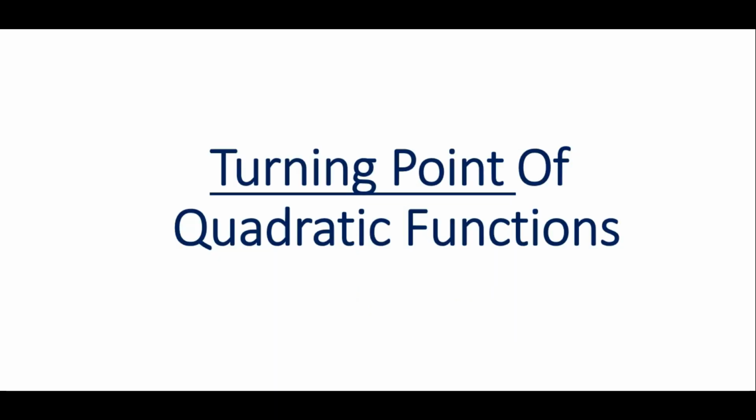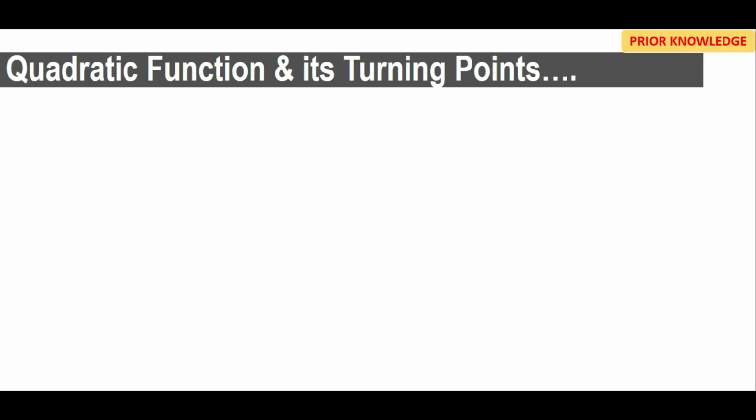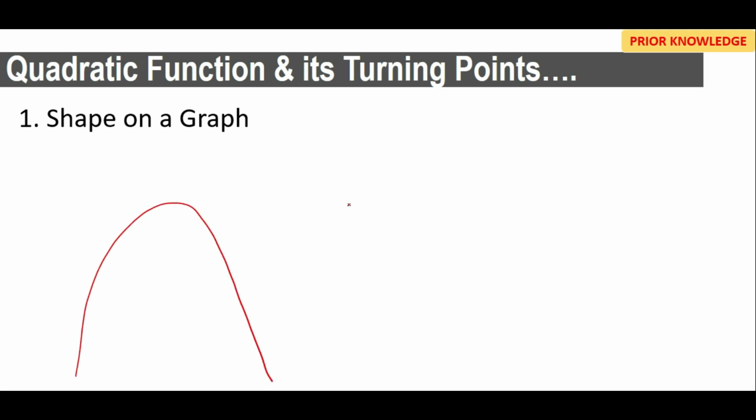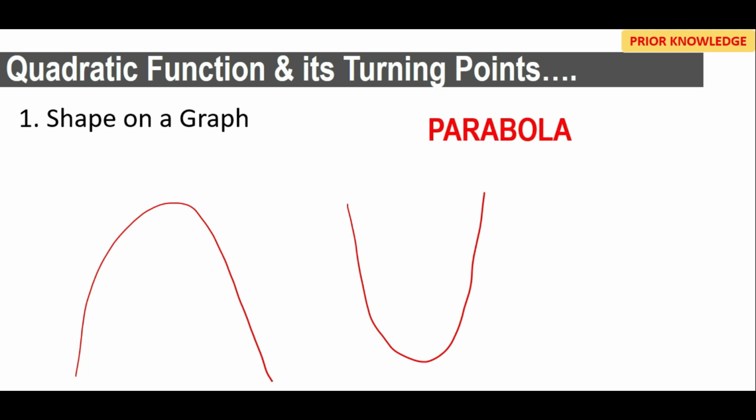Today we'll be learning about turning point of quadratic functions. Now before we start learning how to find the turning points, we should have some prior knowledge about what a quadratic function is. When you plot a quadratic function into a graph, you get a shape like this, a U. You can say a U or an inverted U. This is the shape of a quadratic function on a graph sheet, and the shape is called a parabola.